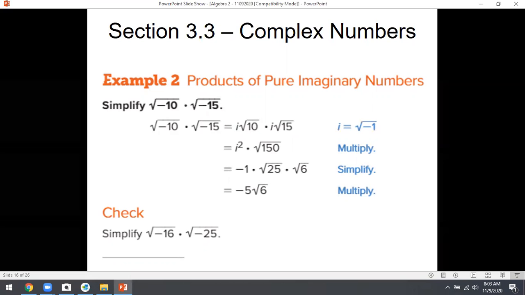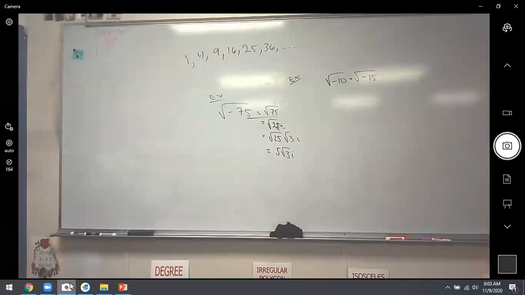So in this example, we have 2 roots with negatives under them, but we're just going to do the same exact thing 2 times, and it's not going to be anything difficult. So we have the square root of negative 10 times the square root of negative 15. So the first thing I'm seeing is that these are both square roots of negatives, correct?